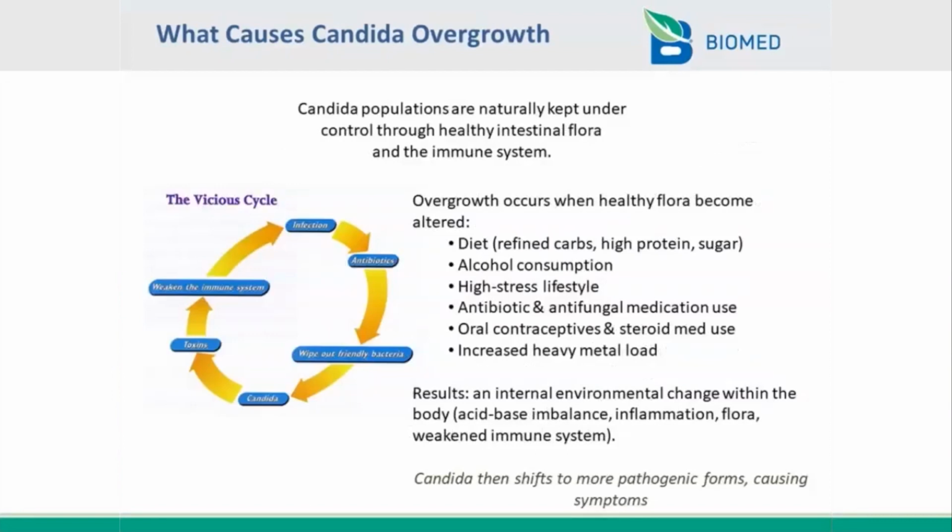All right, so let's start talking about what actually causes Candida overgrowth in the body. We've talked about the fact that there's biofilm involved, that there are heavy metals, including mercury, involved, and that pH goes out of balance. So what is the process? Candida populations are naturally kept under control in the body through healthy intestinal flora and the immune system. Overgrowth will start to occur when the flora becomes altered, and this can be done through the diet.